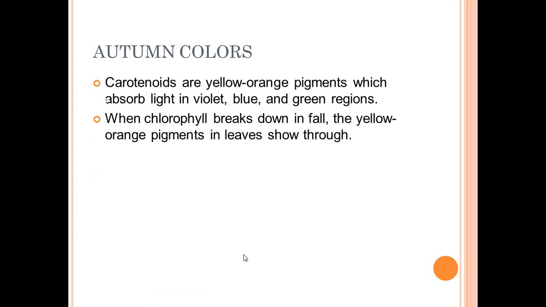In the autumn, in the fall, the carotenoids and the xanthophylls start to show through. The carotenoids are the yellow-orange pigments which absorb every other color but yellow and orange. And when the chlorophyll breaks down in the fall, the yellow-orange pigments in the leaves show through, so we have the leaves changing color in the fall.